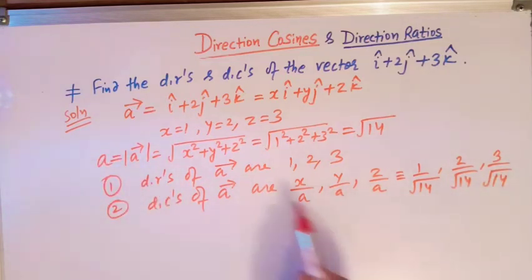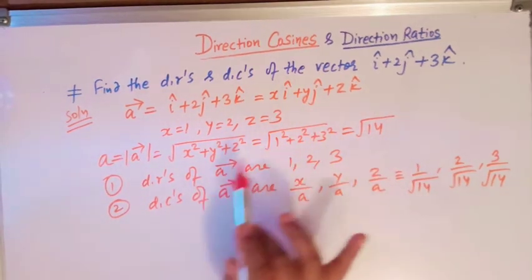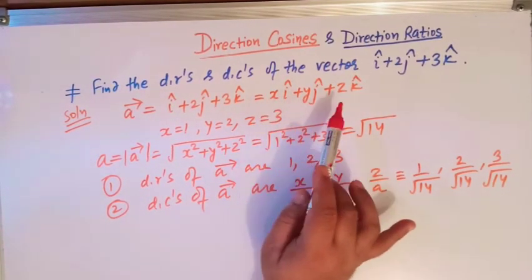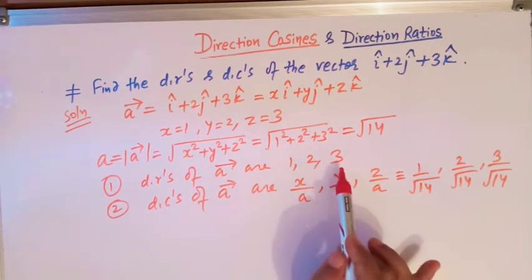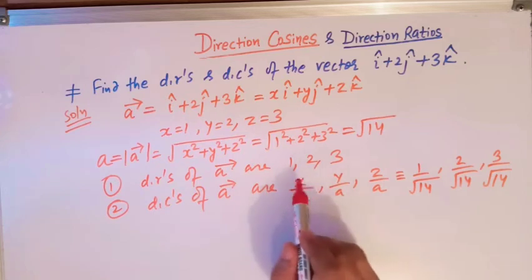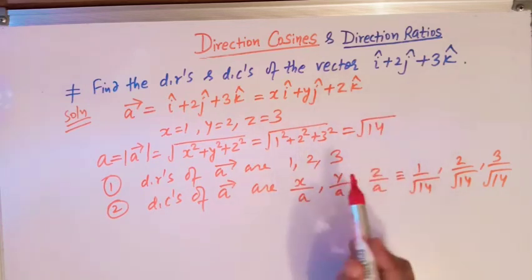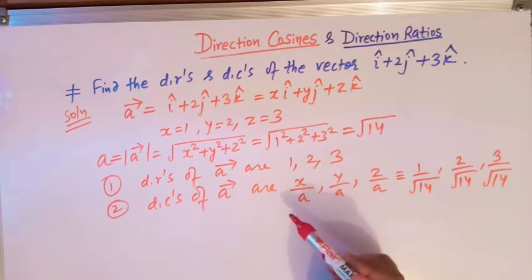So here the DRs of a vector are the x, y, and z components itself, right? But the DCs are obtained by dividing the DRs by the magnitude of vector A. Clear?